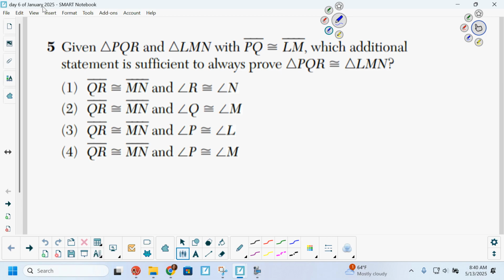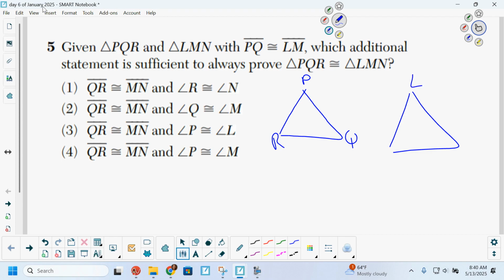So we have given triangle PQR and triangle LMN with PQ, that segment, congruent to segment LM. Which additional statement is sufficient to always prove the triangles are congruent? So the first thing I would do is draw two triangles that look congruent. So we got PQR. We've got triangle LMN. Make sure that P and L are in the same spot, Q and M are in the same spot, and R and N are in the same spot in the triangles.